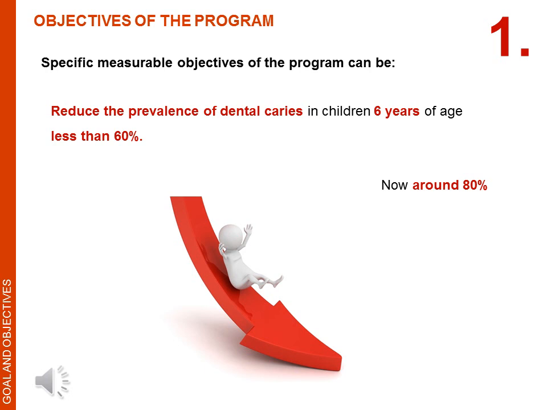To achieve a common goal, it is necessary to define specific measurable objectives. A specific measurable objective of the program can be, the first: reduce the prevalence of dental caries in children 6 years of age to no more than 60%. The prevalence of dental caries in 6-year-old children is now around 80%.